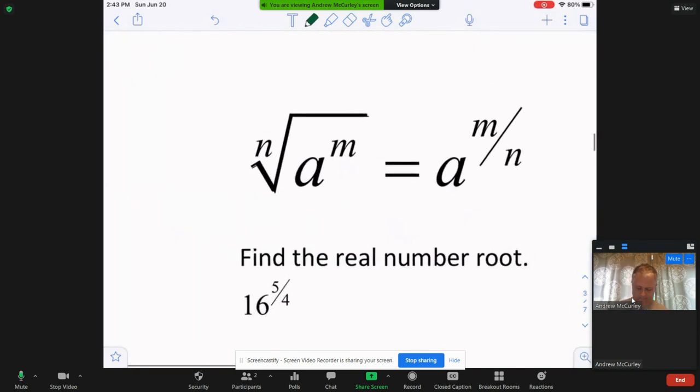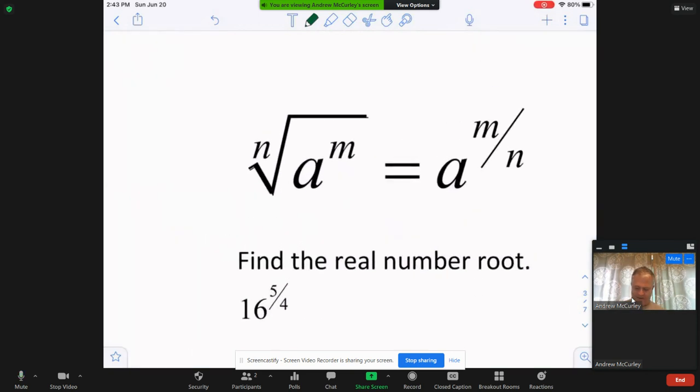So we want to talk about this little part right here. If I have an index on the root on the outside and a power on the inside, I can write it like that as a fractional exponent rather than just a root. And that makes it a little bit easier. I think sometimes if we start doing some of the operations, it's easier to work with, easier to think through, and get your answers that way, especially when we start using our exponent rules, we can apply those.